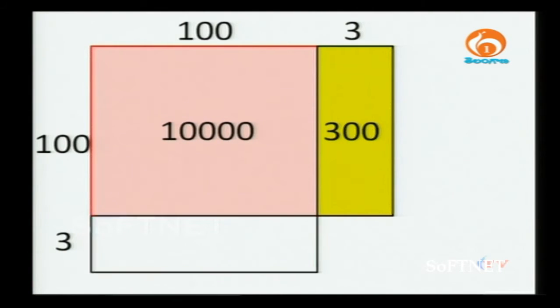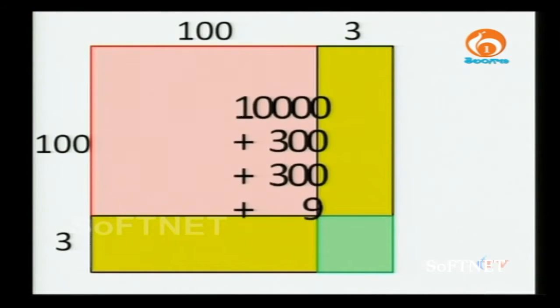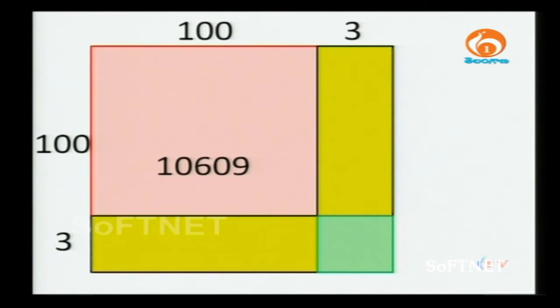Again another rectangle is formed here of length 100 units and breadth 3 units, 3 into 100, 300 square units. The last one is a square, of course of each side 3 units. So we can observe that its area is 3 times 3, that is 9 square units. So further, you observe all these values we have to add up. So 10,000 plus 300 plus 300 plus 9, that's how we get 10,609. We can understand that 103 into 103 will give us 10,609.